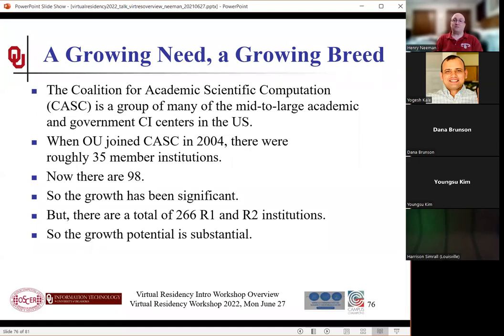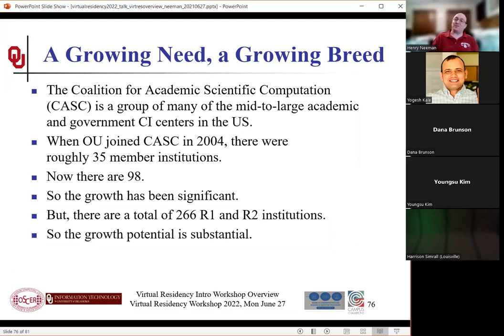If your organization can, there's a group called the Coalition for Academic Scientific Computation. Think of it as the de facto professional society for supercomputing center directors in the US. Academic mostly, some government labs and nonprofits, but mostly academic. When we joined this in 2004, there were about 35 member institutions. Now there are almost 100. So it's basically tripled during that time. On the other hand, there's still plenty of room to grow, because there are tons and tons of R1s and R2s that could join. So there's a lot of growth potential.